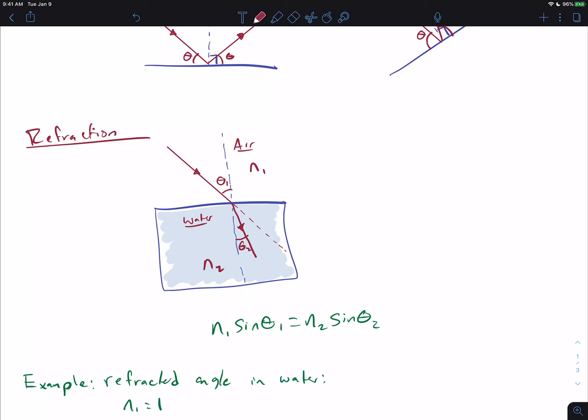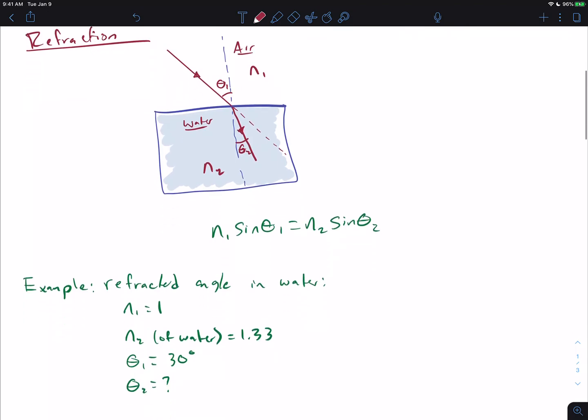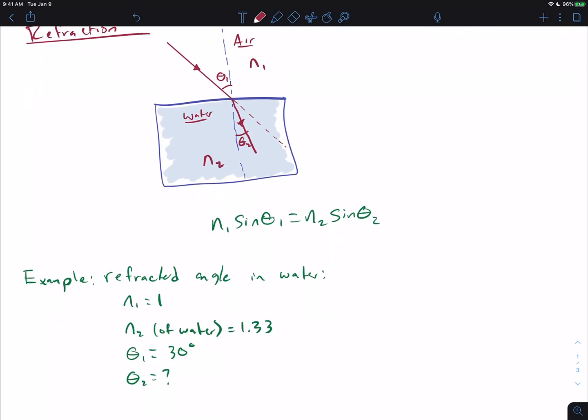So let's see how this works. Let's say I want to know what the refracted angle will be when my light is traveling from air to water. So let's say air has an index of refraction of 1. We'll make this sort of standard. And then my index of refraction of water is going to be 1.33. So if I come in here at 30 degrees, okay, 30 degrees off of my perpendicular, then what will my angle be once it's in the water?